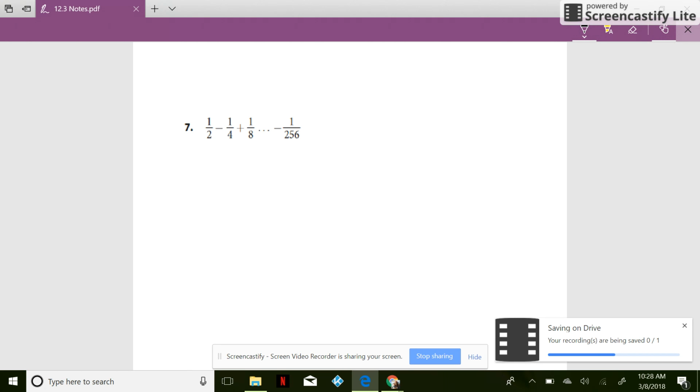Number 7. So we've got these ellipses here. So we don't know the total number of terms yet. We know our starting value is 1/2. Our common ratio, we'll take negative 1/4 over 1/2. So our common ratio is negative 1/2. Using that, we can find our missing values.